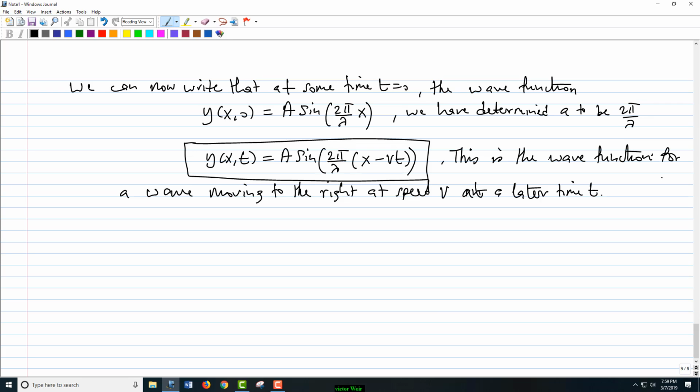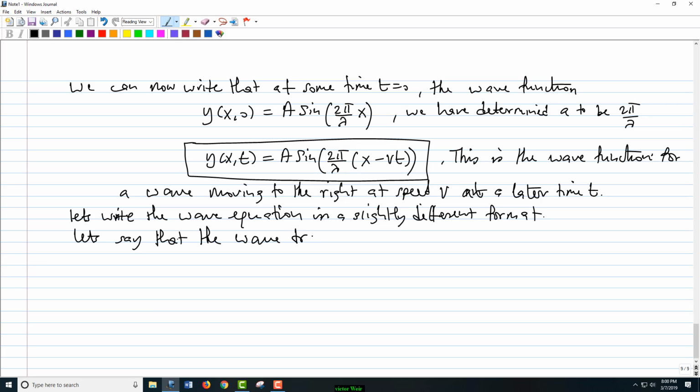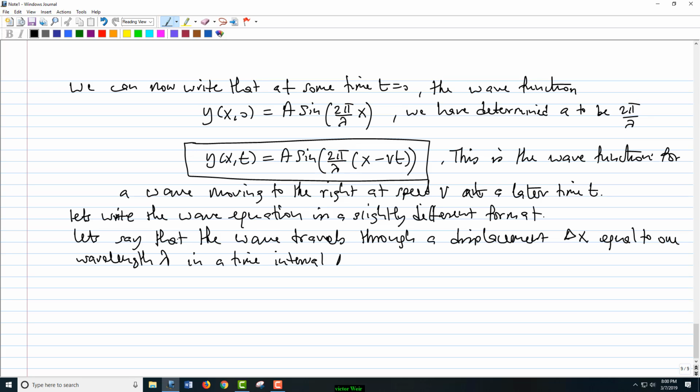Now let's write this formula in a slightly different format. So let's say that the wave travels through a displacement delta x equal to one wavelength lambda in a time interval delta t equal to one period T. So we will see that the wave speed, the wavelength and period are all related by an expression given by v equals delta x over delta t, which can be written as lambda over T.